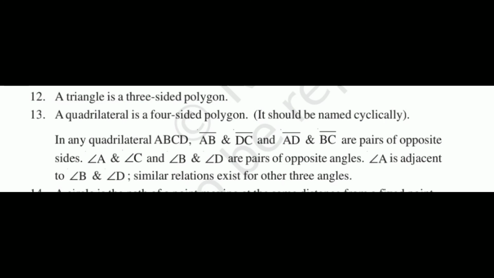It should be named cyclically. In any quadrilateral ABCD, AB and DC, and AD and BC are pairs of opposite sides. Angle A and angle C, and angle B and angle D are pairs of opposite angles. Angle A is adjacent to B and D. Similar relations exist for the other three angles.